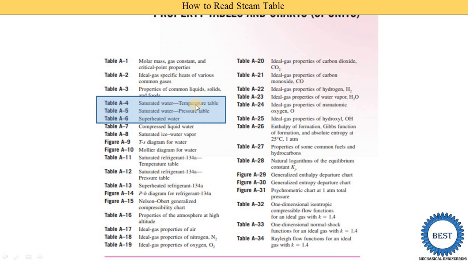Now again I come to the index. So first we cover these temperature tables. Now if you don't know the temperature but you know the pressure of the steam, then you are also able to find this property of the steam. So in this table we can find the property of the steam from the pressure.